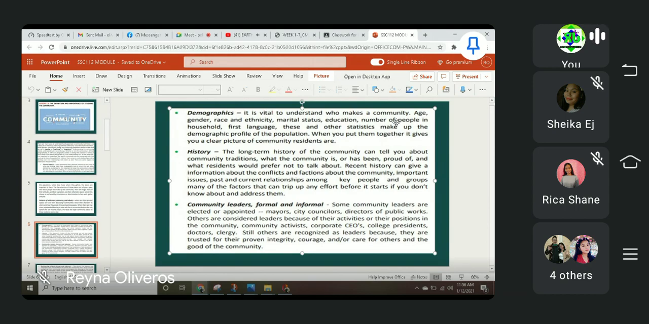another factor is community leaders, formal and informal. Of course, 'di ba?